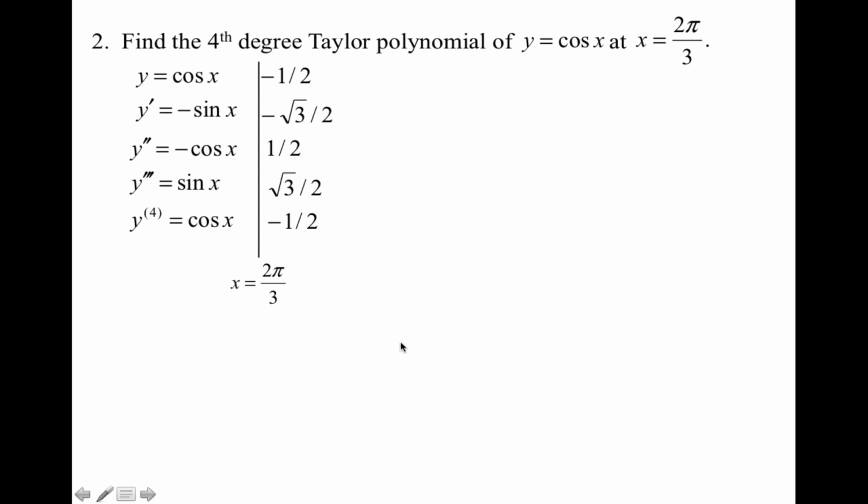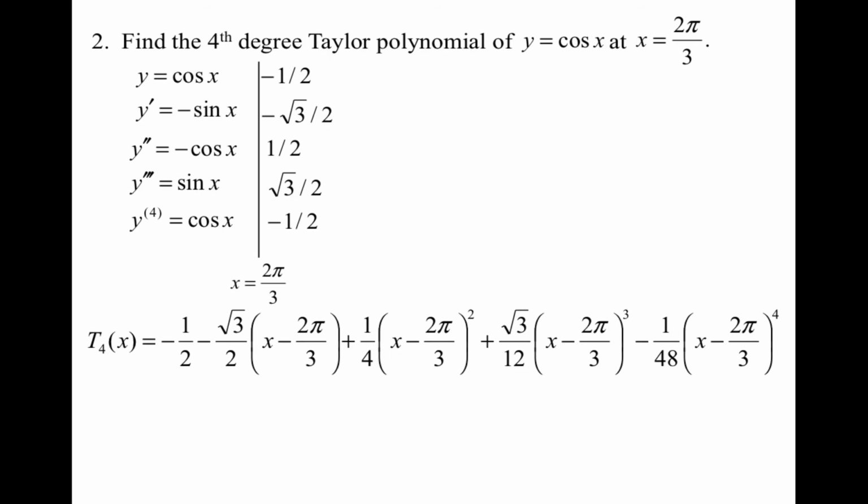-1/2. So when you write your fourth degree Taylor polynomial, you're going to have your first term, which is at the 0 derivative, and then your next term, and so on. And of course, each one's going to be multiplied by so many factors of x minus 2 pi over 3. So when you write your Taylor polynomial, you'll get the following, and after simplifying the factorials, which is what I did here, I have my final answer.